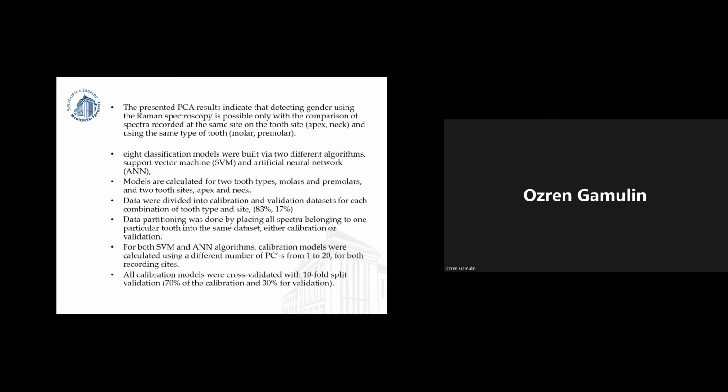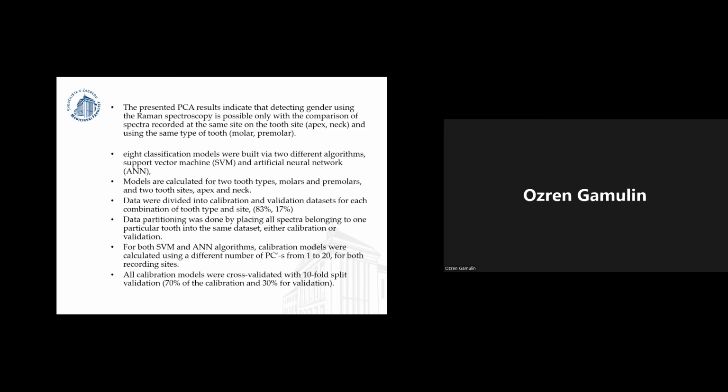So these results of PCA indicated that detecting gender using Raman spectroscopy is possible, with comparison of spectra recorded at the same tooth site, apex or neck, and using the same type of tooth, molar or premolar. So we built 8 classification models with 2 different algorithms. There are 2 models for molars and premolars, 2 models with apex and neck, and there are 2 more. All of these models go ×2 because there are 2 classification algorithms.